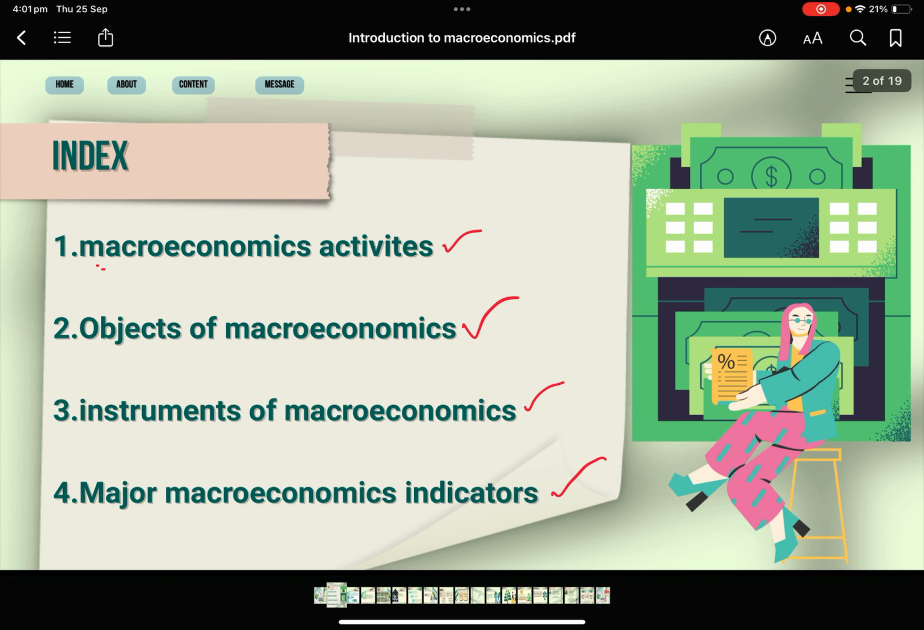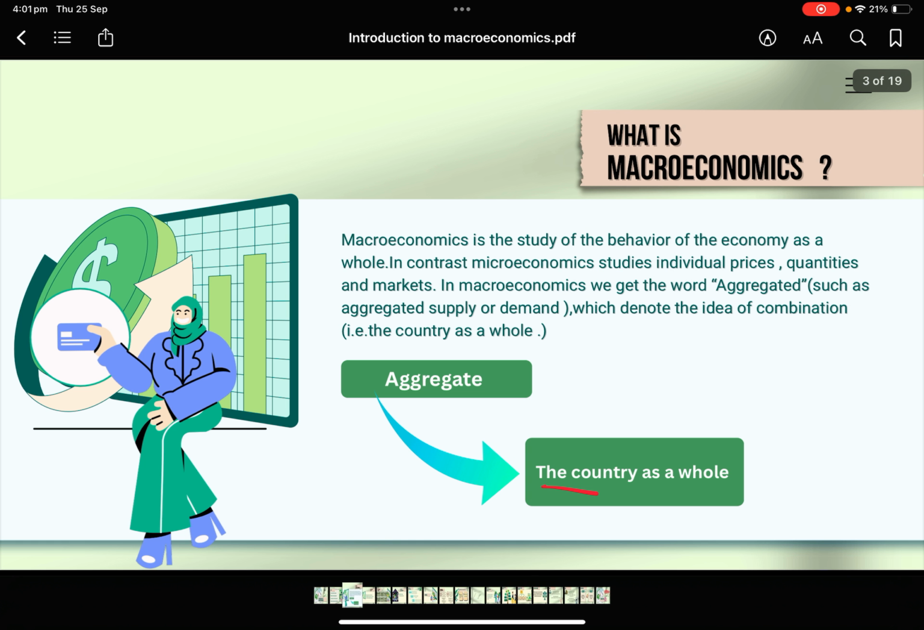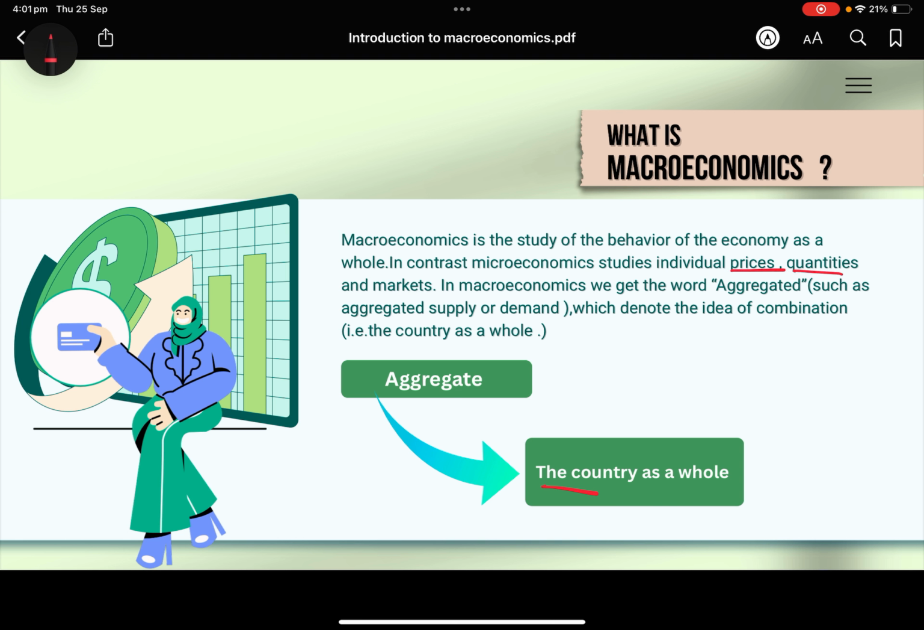Okay, so before we go to the first topic, we first have to know what macroeconomics is. This slide is about the definition of macroeconomics. Macroeconomics is basically the study of the behavior of the economy as a whole. In macroeconomics we study the behavior of the economy as a whole, but in microeconomics we study specific quantities, markets, or a company, right?